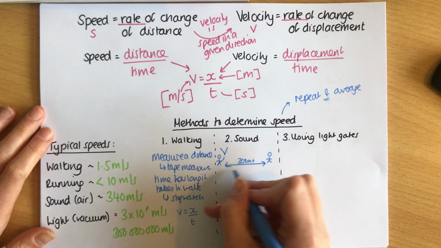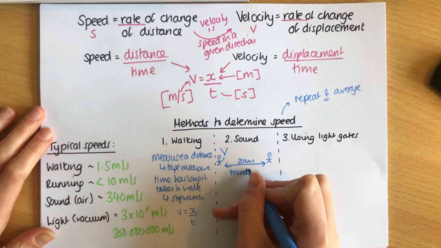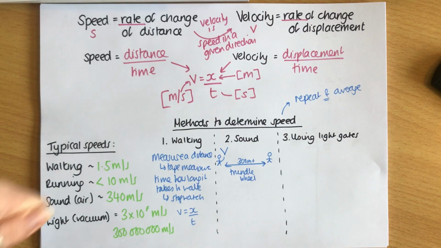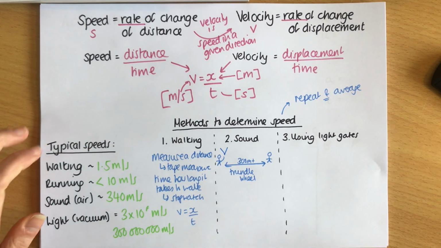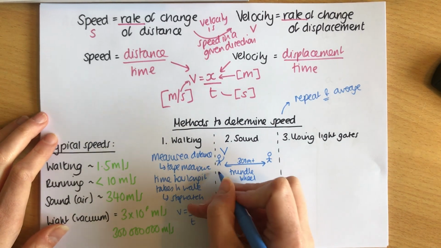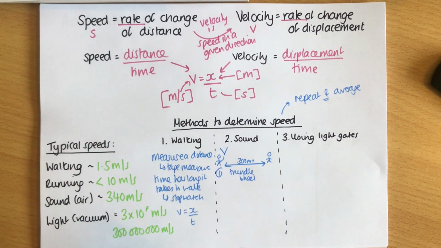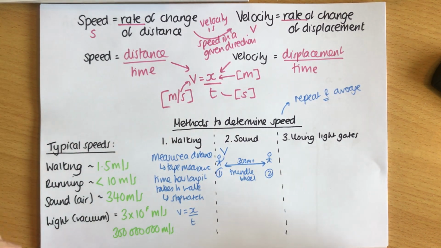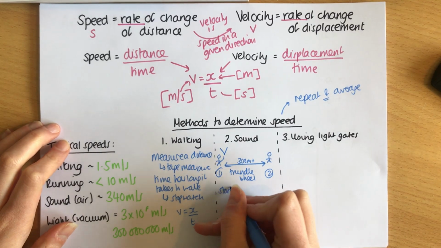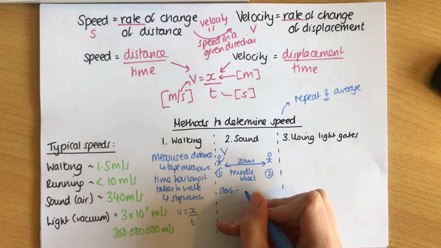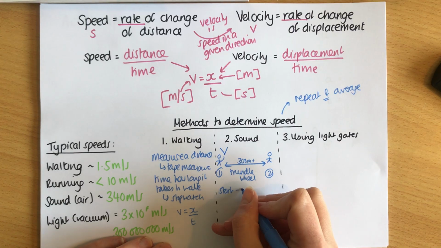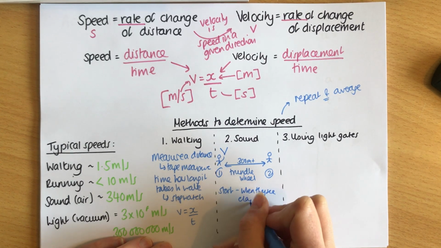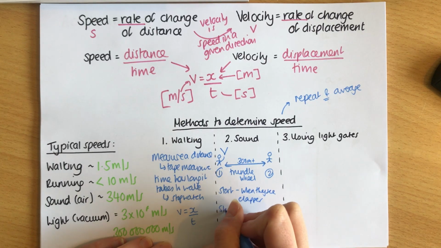You can measure this distance with a trundle wheel. You could measure it with a tape measure, but that would be quite laborious. A trundle wheel is one of those things that clicks as you pass it along. And then what happens is person 1 will clap the board, and person 2 will press start when they see the clapper clap together, and they'll press stop on a timer.